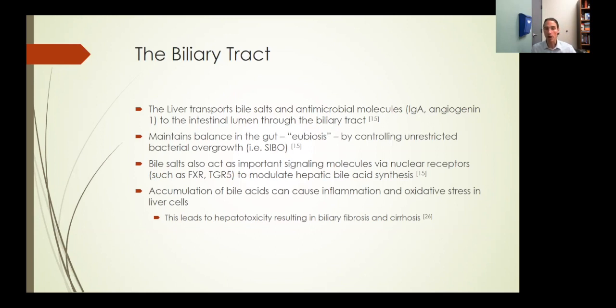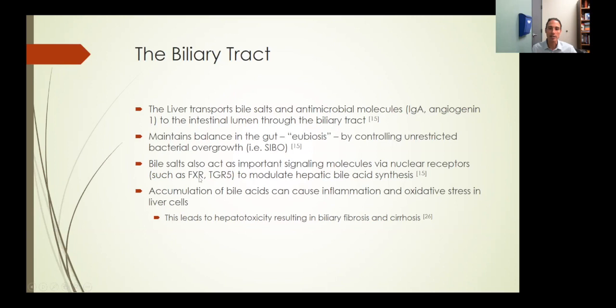Not only do the bile salts help with the uptake of fat and keeping a healthy microbiome, they also act as important signaling molecules. There are two receptors. One is the FXR receptor, and the other is TGR5. I talk about those a little bit more in the PowerPoint, but they really help to modulate. They target these nuclear receptors, and they modulate hepatic bile acid synthesis. So it's a feedback loop.